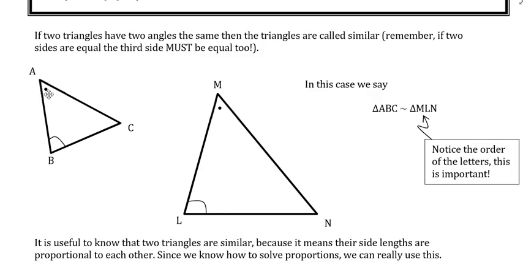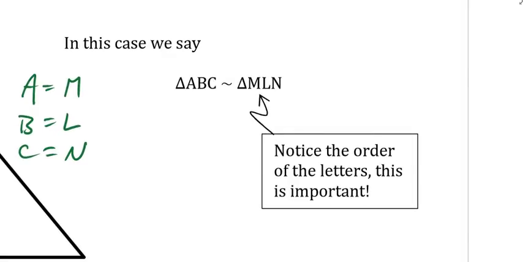So if I'm looking at this little dot, and this little dot is the diagram's way of telling us those angles are equal. And this tells us those angles are equal. And so if angle A equals angle M and angle B equals angle L, I can write that. So I'll say A equals M, B equals L. That means that C also equals N. And that means this is an important statement: ABC is similar to LMN.